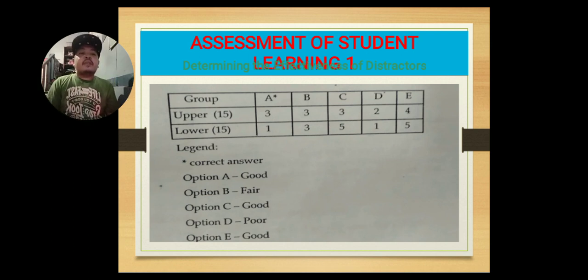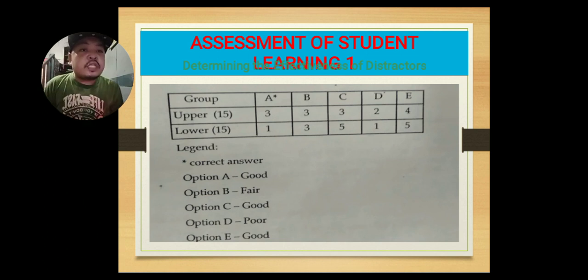Letter C naman tayo. As you notice, more were attracted in the lower group than in the upper group. Imagine, lower is 5, upper is 3. So therefore, that is a good distractor. Why? Because more in the lower group were attracted to answer it than in the upper group.